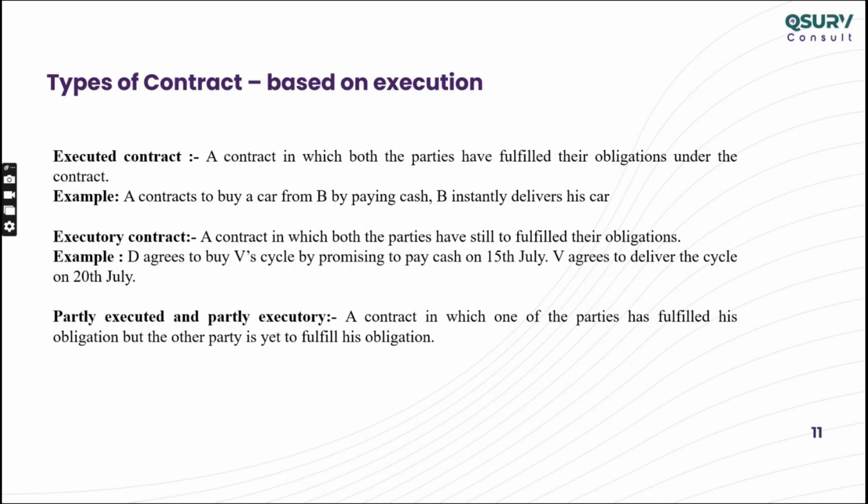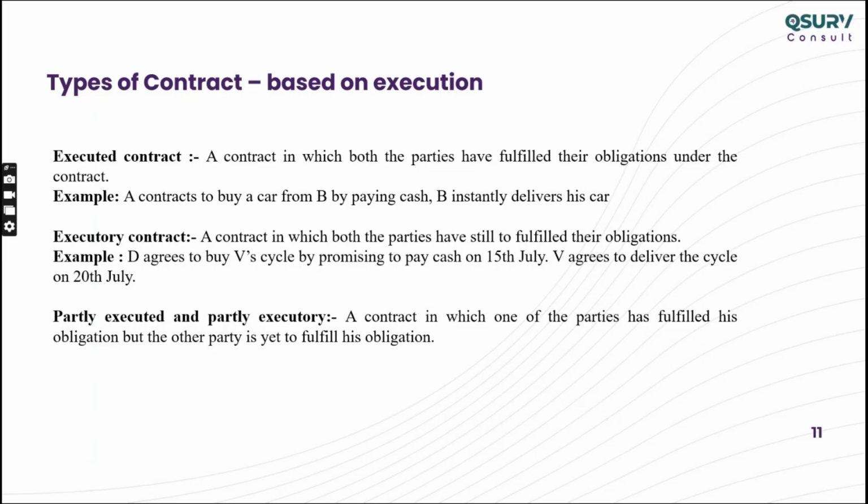The first one, executed contract, means both parties fulfill their obligation. The contractor constructs the building and the client pays. That was the ultimate obligation. The obligation of the contractor was constructing the building. He constructed it as per the specification, and the client paid the money also. Now both parties have fulfilled their obligation. That is called an executed contract.